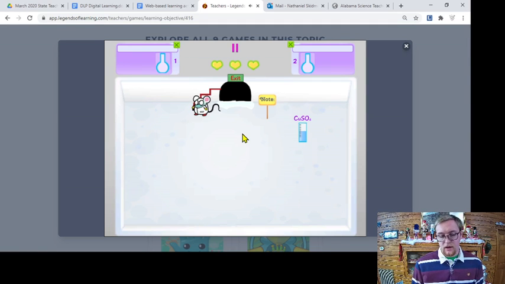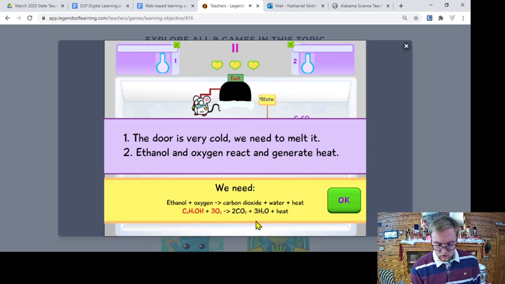So, describe the chemical reaction that you just observed. We combined ethanol and oxygen gas to form carbon dioxide. What all did we form? Carbon dioxide, water, and heat. Alright, so that's how we describe our reaction. Ethanol and oxygen reacted to form carbon dioxide, water, and a temperature increase in the form of heat. So that's how we describe it.